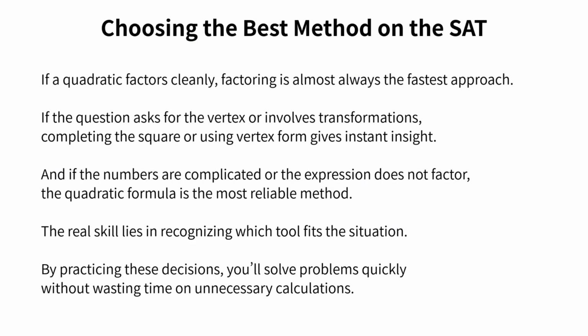Now that we have explored factoring, completing the square, and the quadratic formula, let's talk about choosing the best method during the SAT. If a quadratic factors cleanly, factoring is almost always the fastest approach. If the question asks for the vertex or involves transformations, completing the square or using vertex form will give you instant insight. And if the numbers are complicated or the expression does not factor, the quadratic formula is the most reliable method. The real skill lies in recognizing which tool fits the situation. By practicing these decisions, you'll be able to solve problems quickly without wasting time on unnecessary calculations.